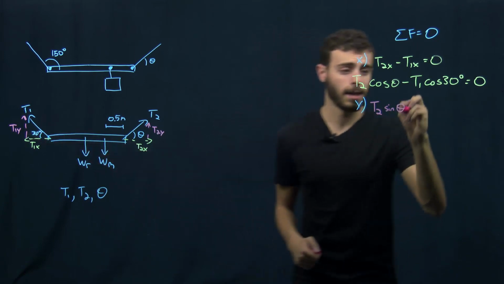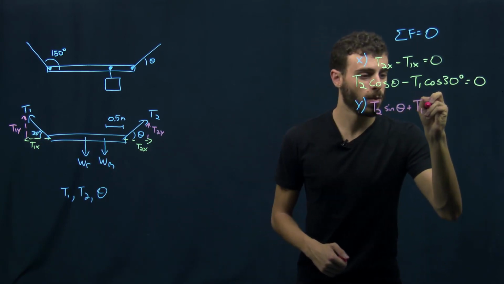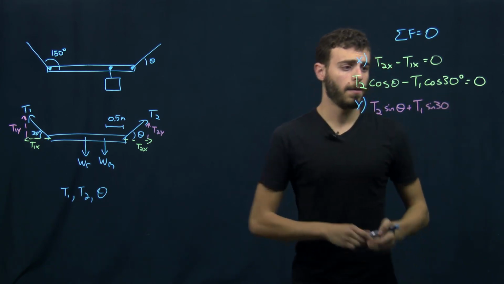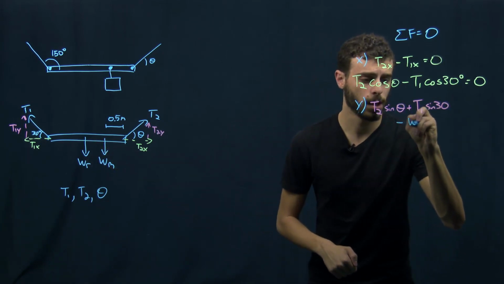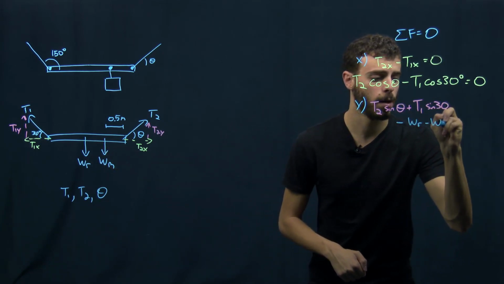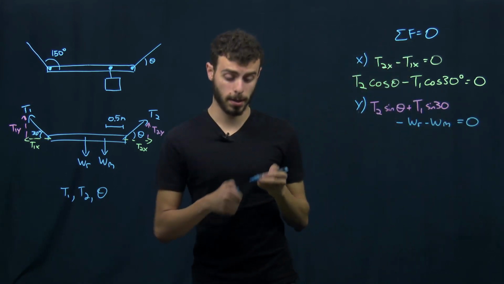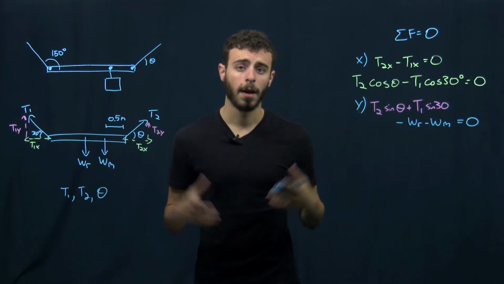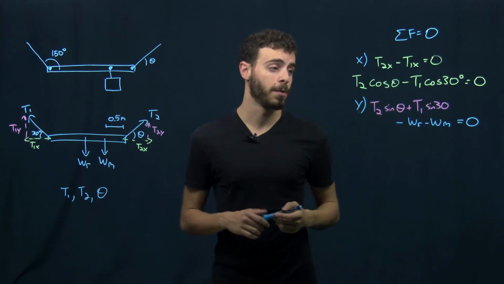And then we'll add to that T1y, because that's also pointing up. So that should be T1 sine of 30. And then from this, we want to subtract off these weight forces. So that's just going to be minus the weight of the rod minus the weight of the monkey. And all of this should be equal to 0. So here we have sort of a second relation. And again, if we look at what we don't know, we still don't know T2, theta, or T1.